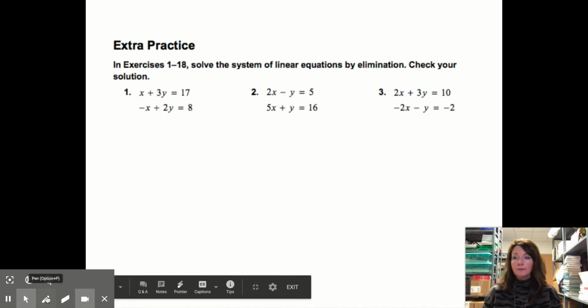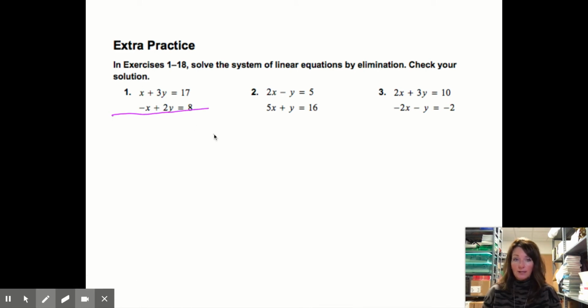Page 145. All right, they have it set up for us nice and neat that one of the variables is already going to cancel because we have opposite signs for the x. So if we add, going straight down, add the like terms. If you have to rearrange your equations to make sure that the like terms are stacked on top of each other, that's fine. But x plus -x is 0. 3 plus 2 is 5y. And 17 plus 8 is 25.